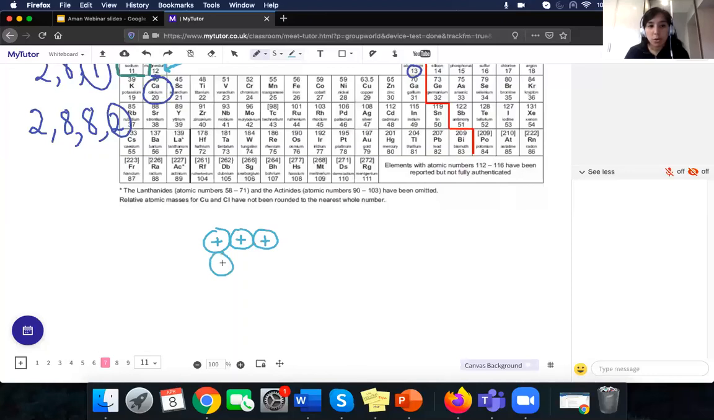So if I draw 9, again, they should be regular, touching each other. So I've drawn 9 positive ions of calcium, and as I said, it's got 2 electrons in its outer shell. That means there must be 2 electrons per positive ion. So I'm looking now for 18 electrons to be drawn, and it's really important that you do that.